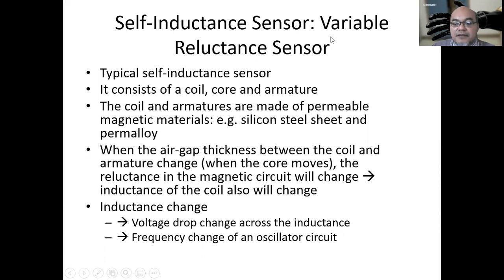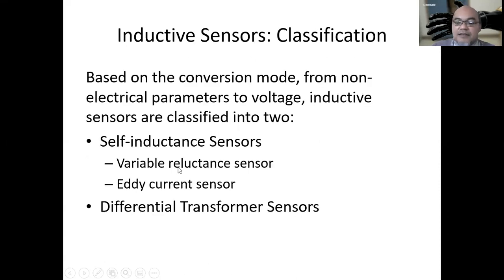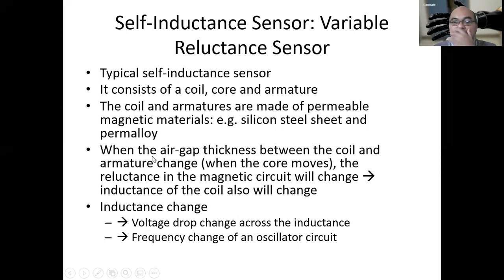The first type of self-inductance sensor, the variable reluctance sensor, is the typical self-inductance sensor. It consists of three components. The first one is the coil, which is the wire winding around the core. The core is a magnetic material itself, and an armature. The core and armature are made of permeable magnetic materials, for example silicon steel sheet and permalloy.